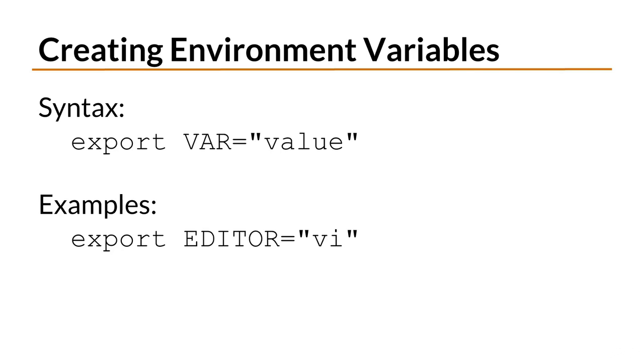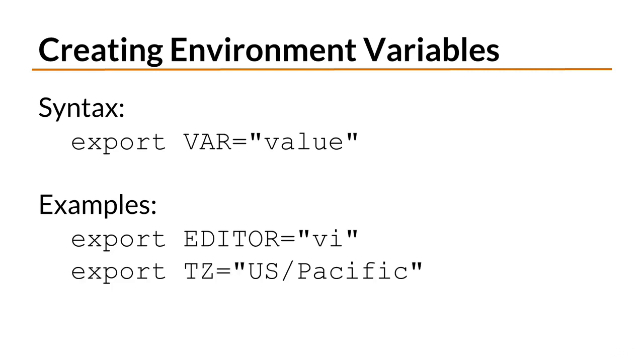By the way, if the EDITOR environment variable already existed, this would override its contents. So this is not only how you can create an environment variable, it's also how you can update an existing one. Another example is setting the TZ variable. Here, running export TZ="US/Pacific" sets the time zone to US Pacific time. The date command, for example, will return a different result depending on the value of the TZ variable.